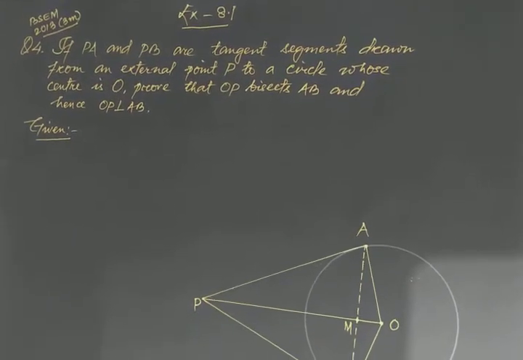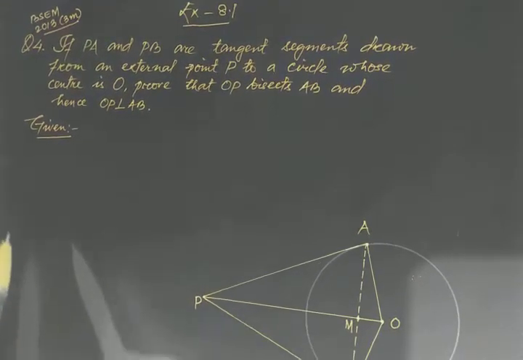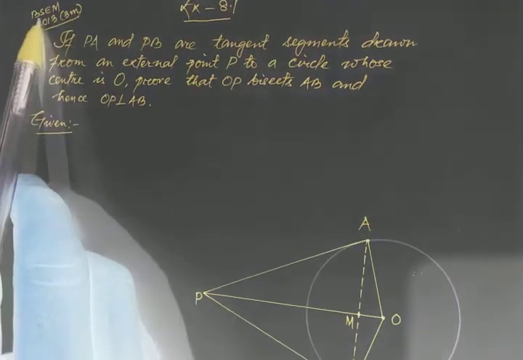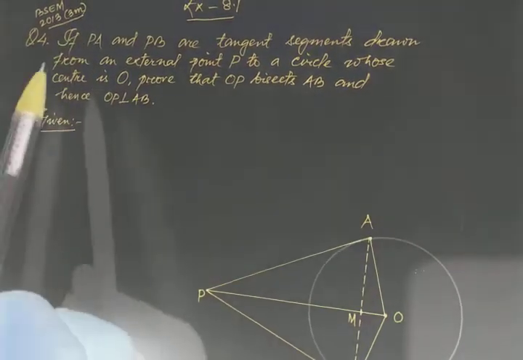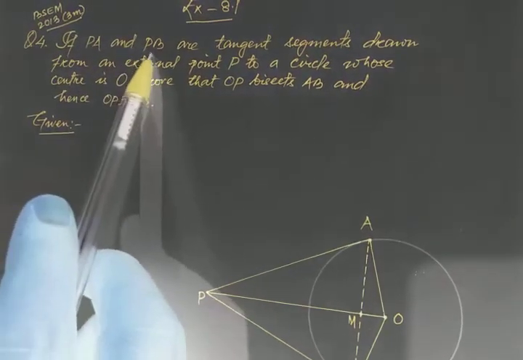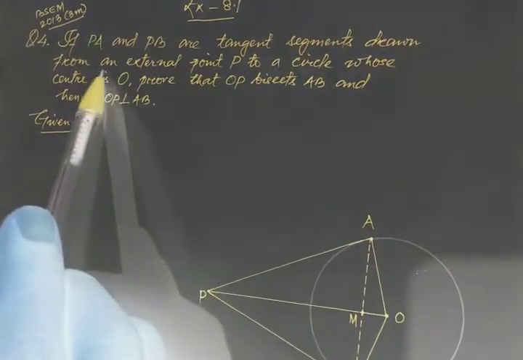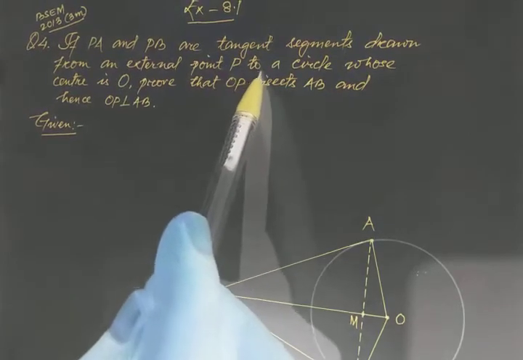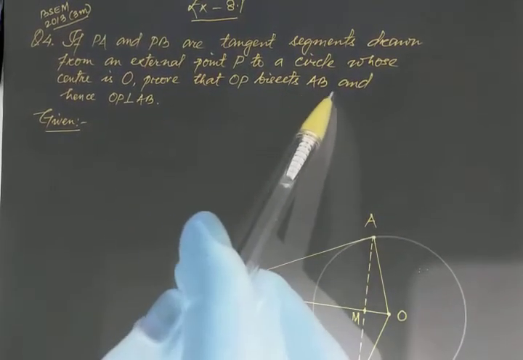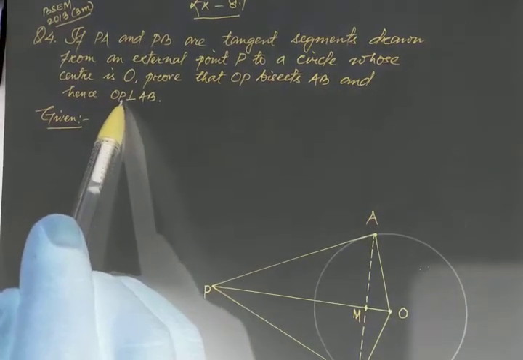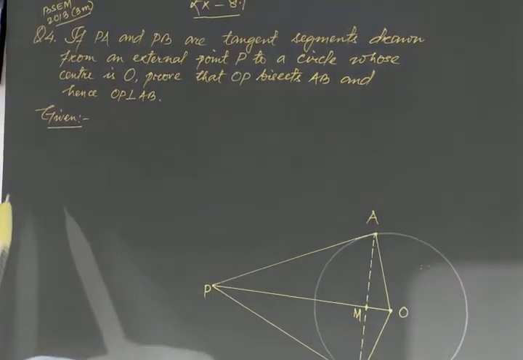Exercise 8.1, question number 4. This question was asked in the Board of Secondary Education, Manipur, 2013 for 3 marks. If PA and PB are tangent segments drawn from an external point P to a circle whose center is O, prove that OP bisects AB and hence OP also is perpendicular to AB.